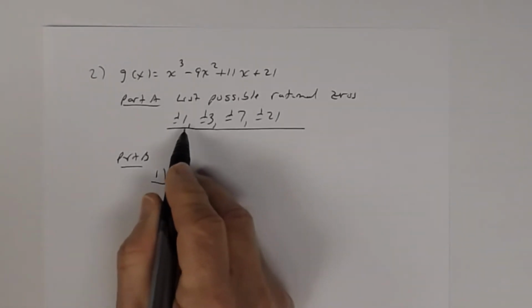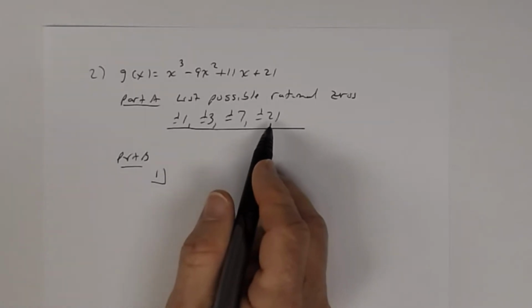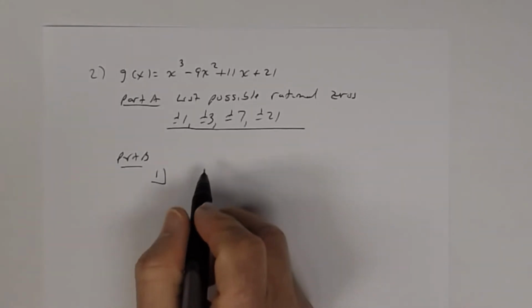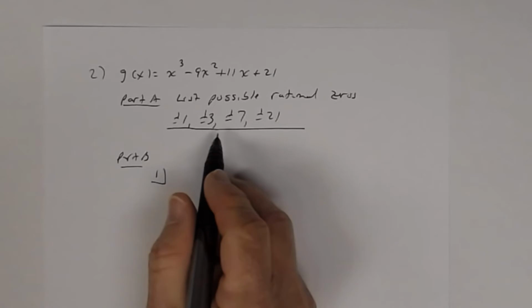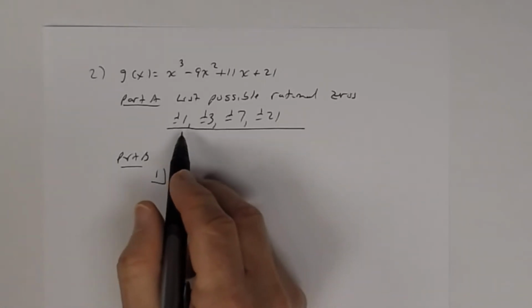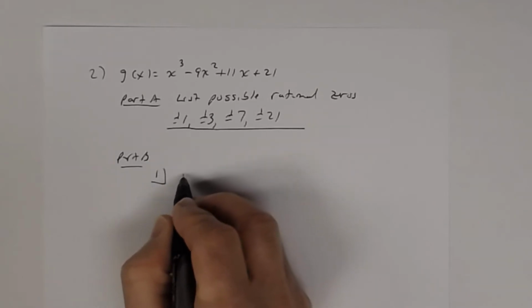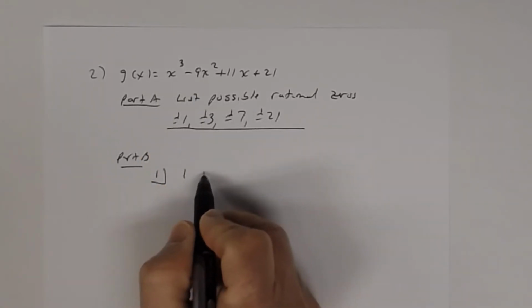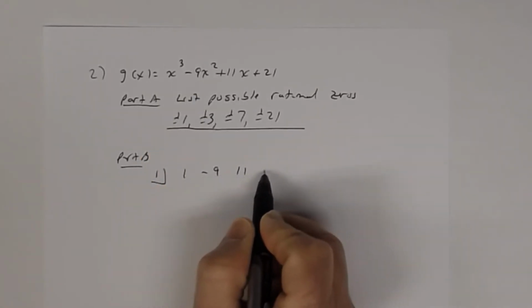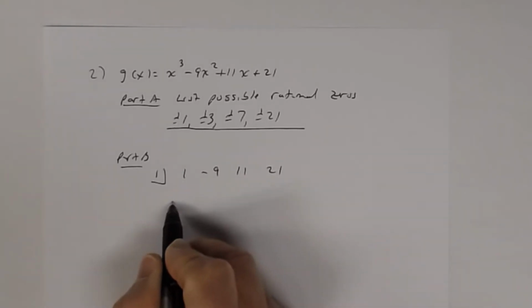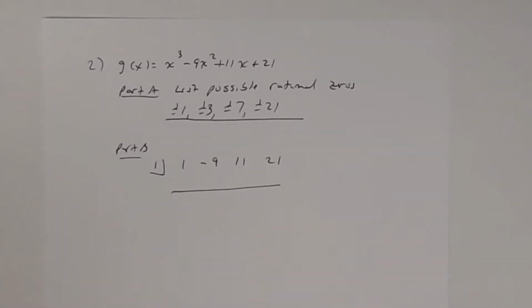Okay, so we're going to try 1. It may be that none of these work. It may be number 21 works, right? So we have to try, trial and error, just try them. You have to try each one. I would try the smallest first. So let's try 1 first. So the coefficients are 1, negative 9, 11, and 21. All right, so let's see if 1's a 0.